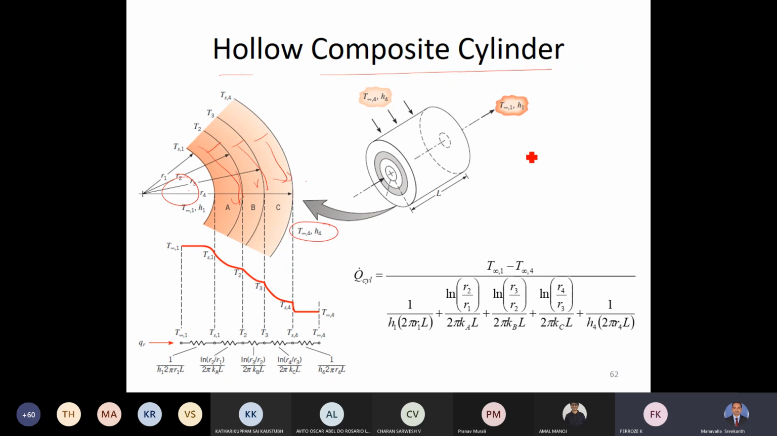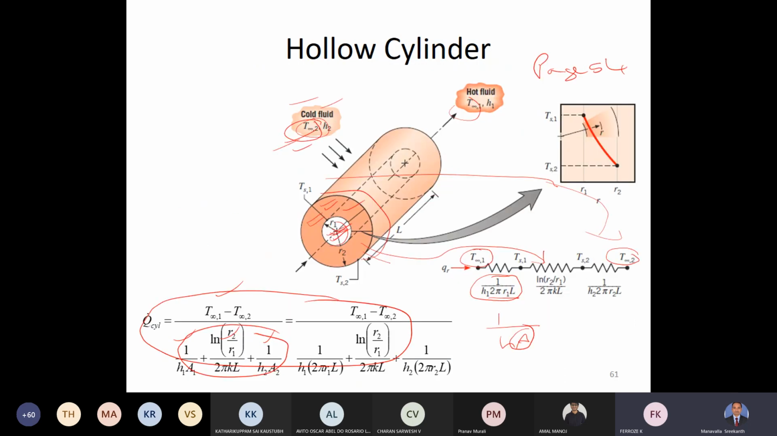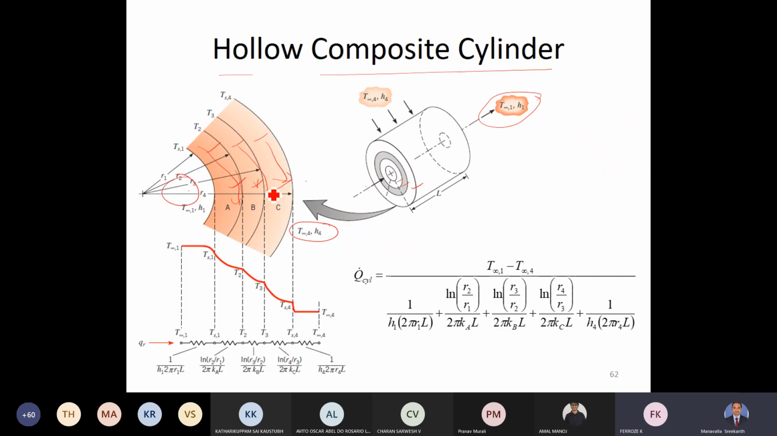T infinity 4 is the temperature and h4 is the heat transfer coefficient outside. Inside there is some fluid flowing, so T infinity 1 and h1 are its parameters. So there are two fluids involved and three surfaces involved: 1, 2, 3. In this figure also you can see 1, 2, and 3. Unlike the previous problem, which had only one wall thickness, here we have multiple wall thicknesses. Even now it's not a complicated problem.